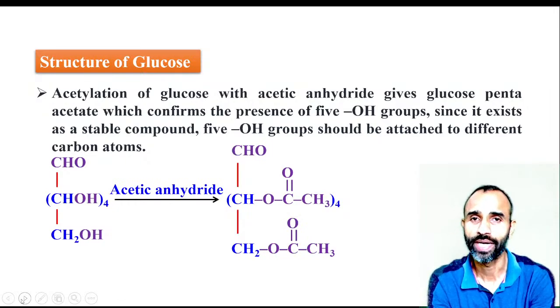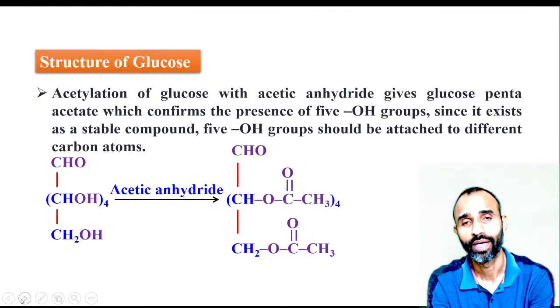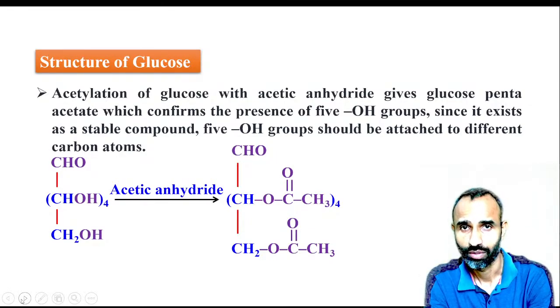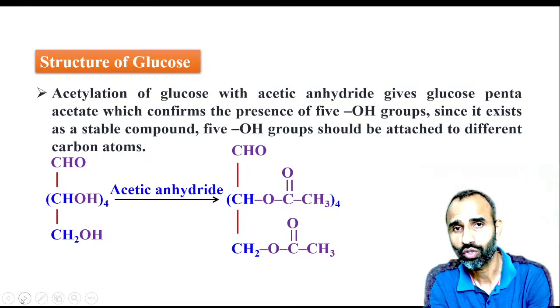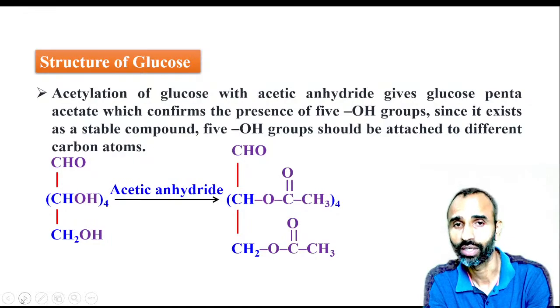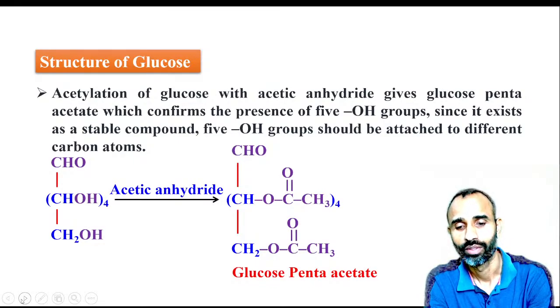We get glucose pentaacetate. All the 5 OH groups are attached to different carbon atoms, because if 2 OH groups are attached on the same carbon, that is unstable. There should be 1 OH group on each carbon. If more than 1, they will lose water and we get either a carbonyl group or a carboxylic group. Pentaacetate indicates there are 5 OH groups on different carbon atoms.